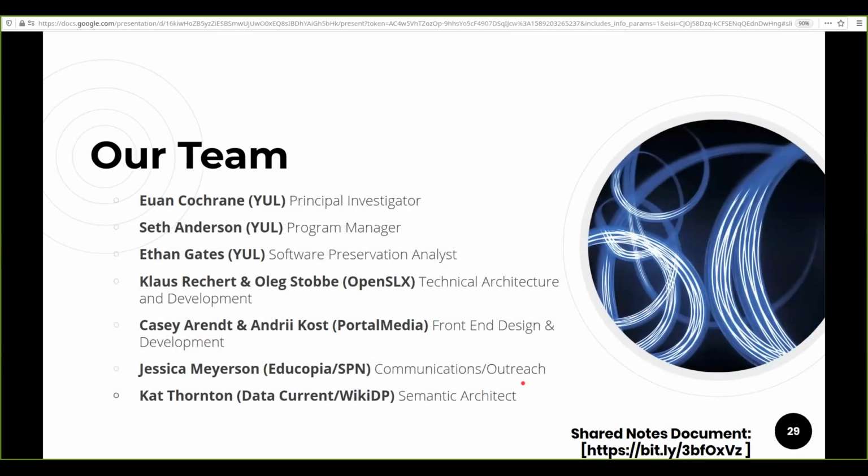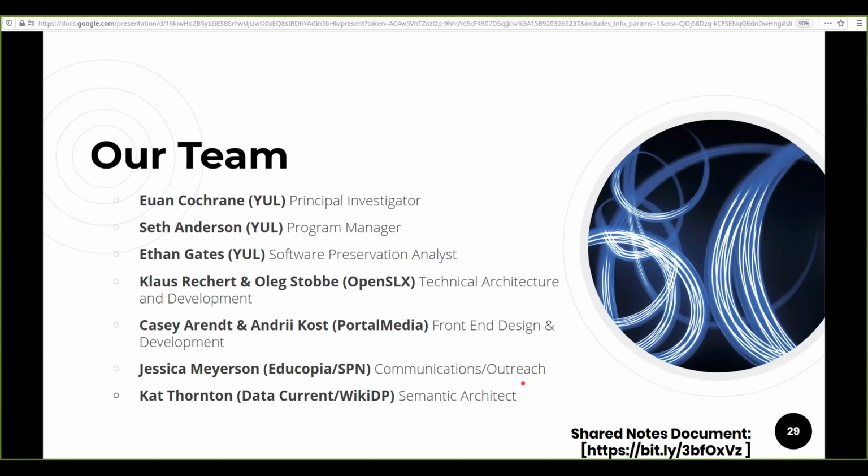Our team, this is it. This is pretty much everyone. We have Ewan Cochran, who is the digital preservation manager at Yale, is our principal investigator. Seth Anderson, who is on his last week of paternity leave, had a baby in late March, but is our program manager and will be back soon to have this conversation with all of you.